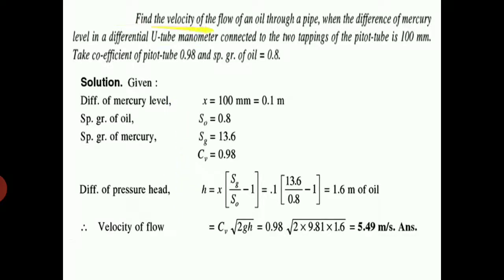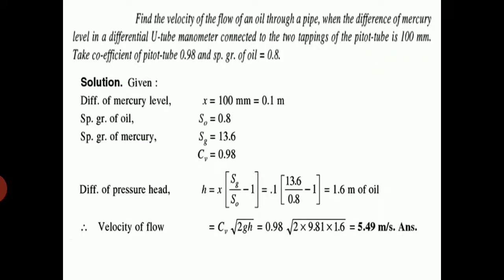We need to find the velocity of flow of oil flowing through the pipe, where the Pitot tube is connected to a differential U-tube manometer. So we need to calculate h with the help of the formula h = x (Sg/So - 1). We need this reading x, and it is given in this numerical: the difference of mercury level in the differential manometer connected to the two tappings of the Pitot tube is 100 mm. So the value of x is 100 mm.